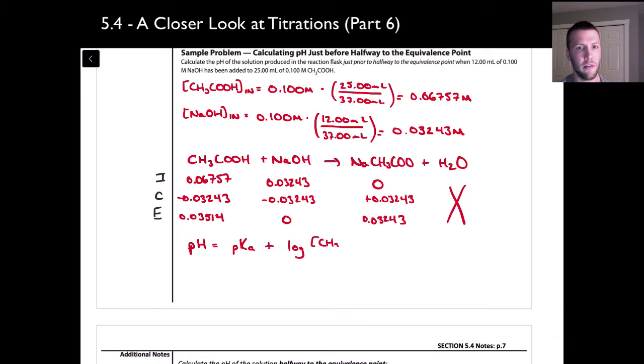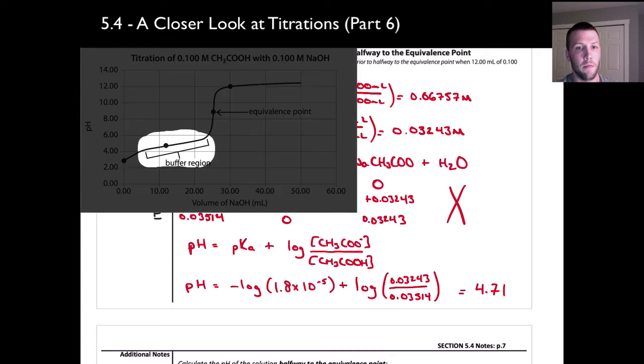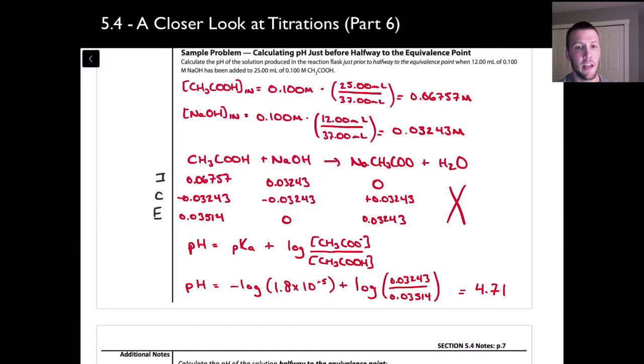And so since I have a buffer, I can use the Henderson-Hasselbalch equation to calculate the pH, where the pH is the pKa plus the log of the conjugate base concentration divided by the conjugate acid concentration. So that's negative log of 1.8 times 10 to the negative 5 plus the log of that ratio. And we end up getting 4.71. So slightly below our pKa.